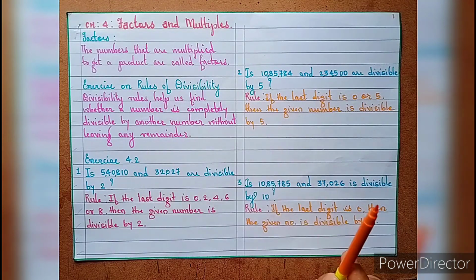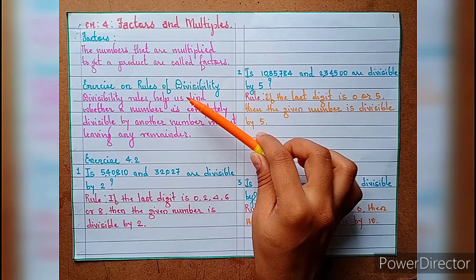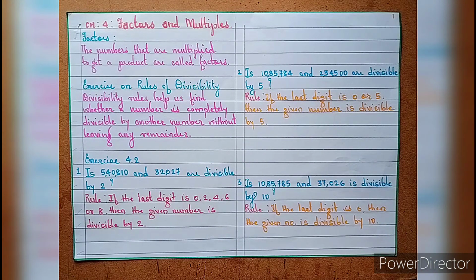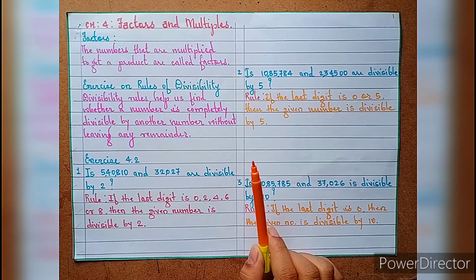So in chapter factors and multiples, we have divisibility rules, and we shall learn more about the divisibility rules, whether the given numbers are divisible by 2, 3, 4, 5 and so on. That we are going to check. So we have specific rule. So let's learn about the rules of divisibility.